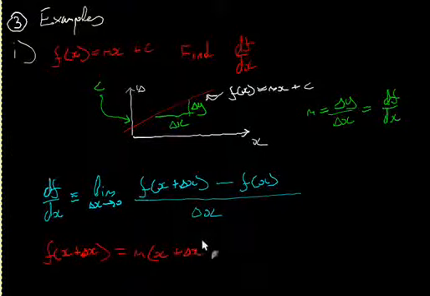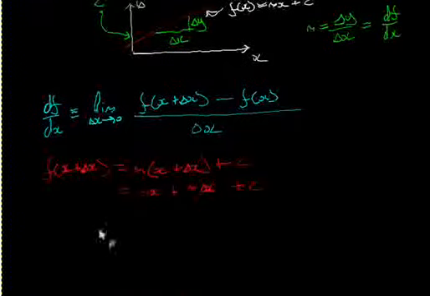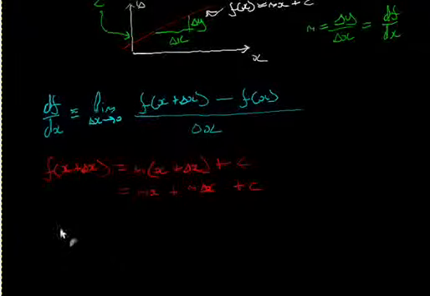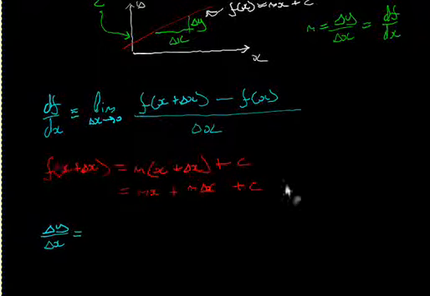Now, f of x plus delta x, we get that simply by, in f of x, everywhere we see an x, we replace that with x plus delta x. So we have m times, instead of x, x plus delta x, and then plus c, which is of course equal to, if we multiply out the brackets, mx plus m delta x, and not forgetting to add c.